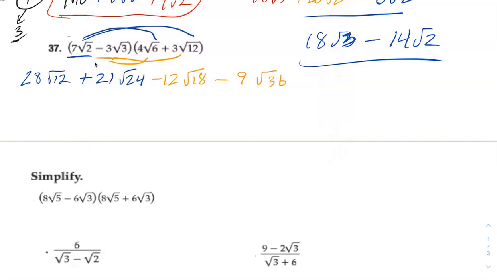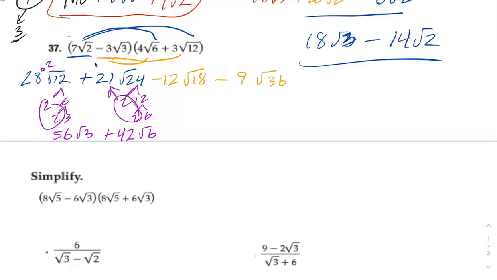So 12 is 2 times 6, which is 2 times 3. So a pair of 2's. So I get, what is that? 56 rad 3. 24 is 2 times 12, which is 2 times 6. A pair of 2's comes out. So I get 42 rad 6.